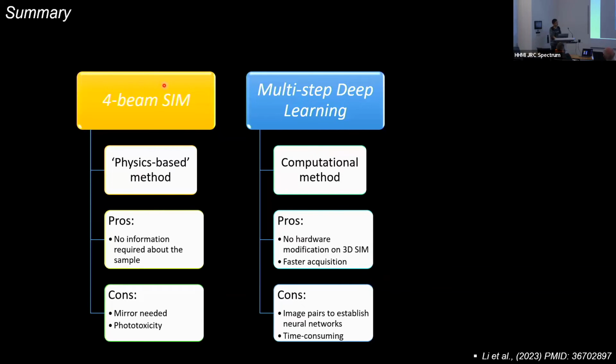The second method we're using here is based on deep learning. So there is actually no hardware limitation. You don't need to modify your 3D SIM system. But the question is, you need to acquire over 50 different data sets of low SR and high SR data to establish the neural network for the reconstruction.